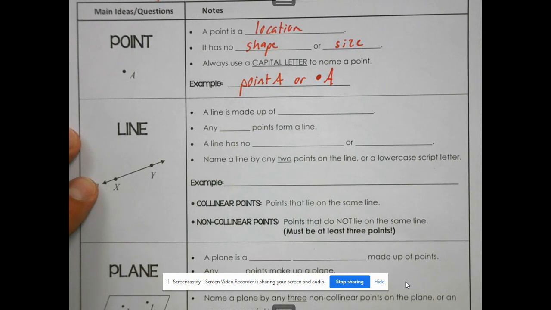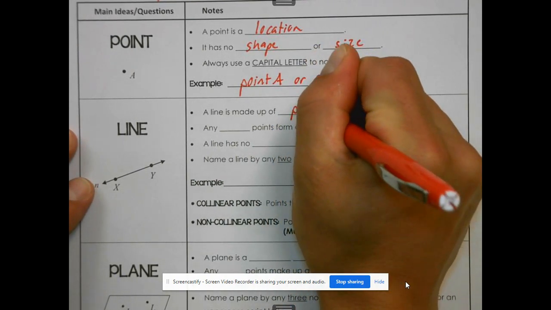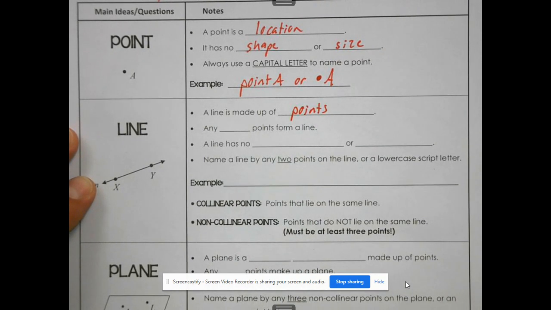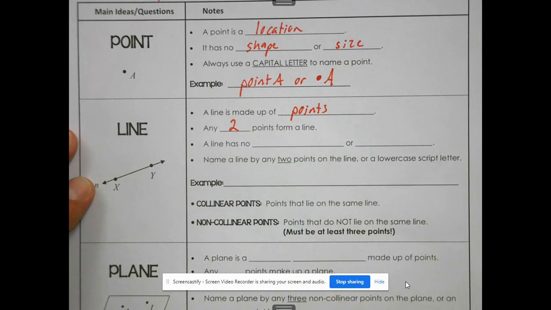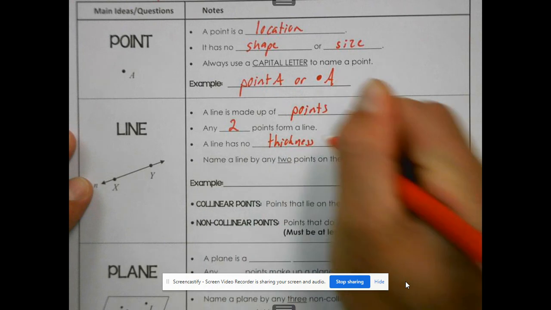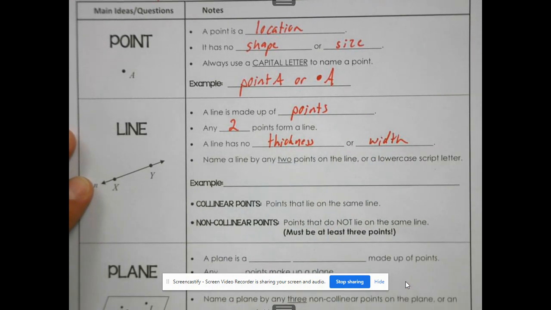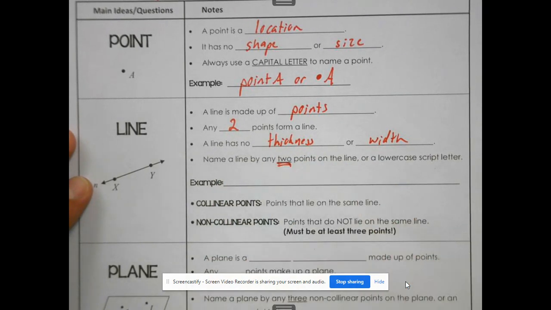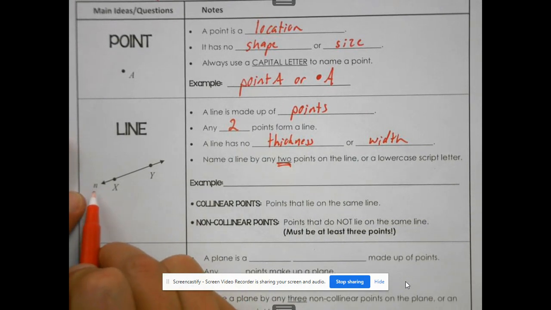Next up is your line. A line is made up of points, and you have to have at least 2 points to form the line. A line has no thickness or width. You can name a line by any 2 points on the line or a lowercase script letter. If you check out to the left over here, the script letter is this little cursive N over here.